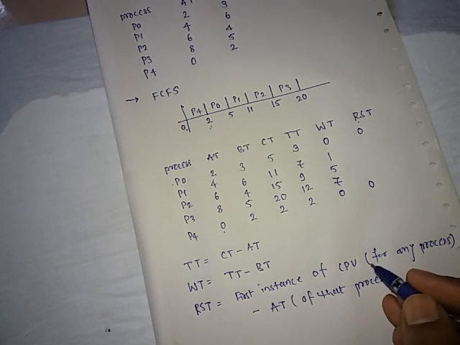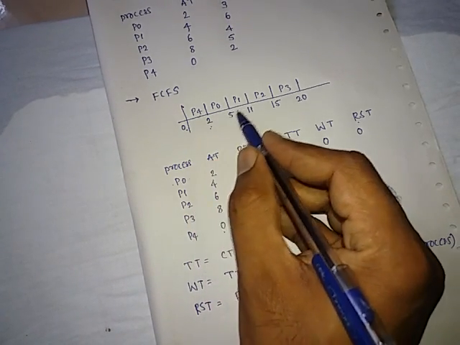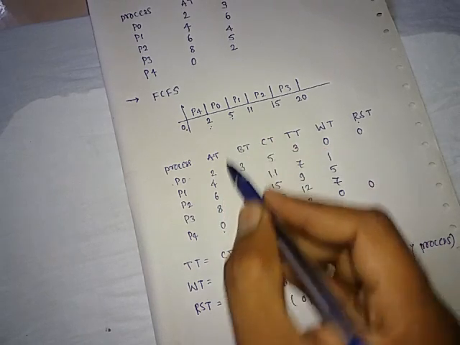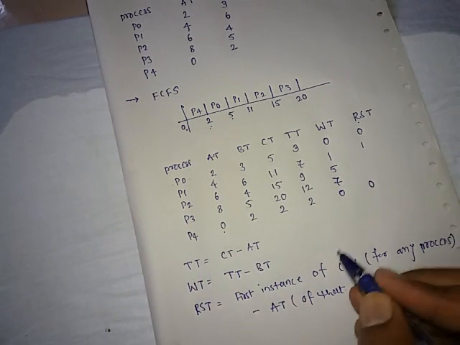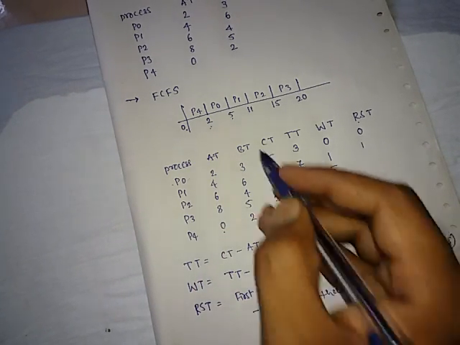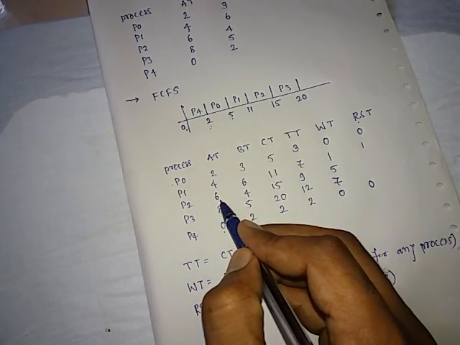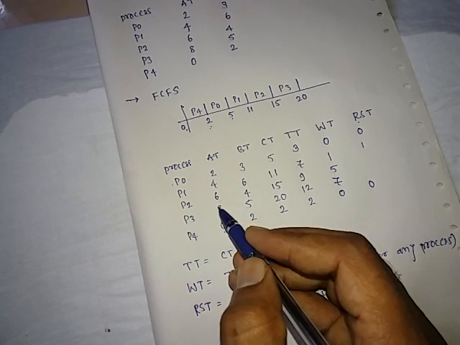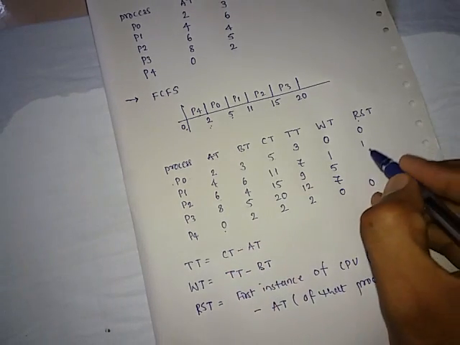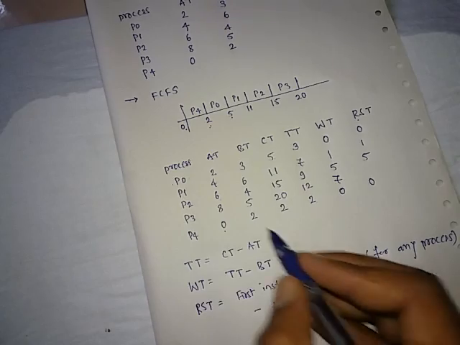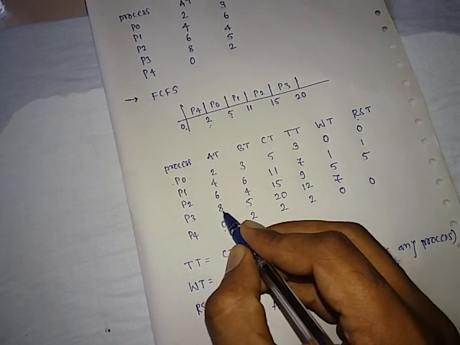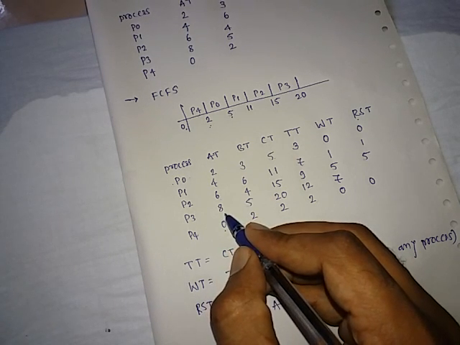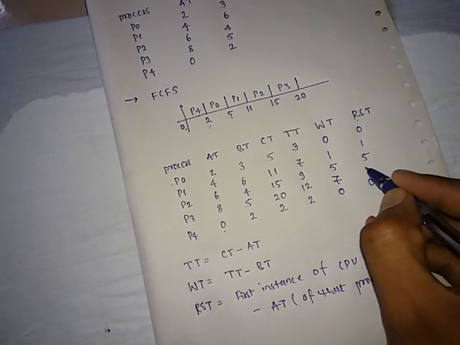Next one is P1. P1 gets the CPU at 5 and the arrival time is 4, so 5 minus 4 is 1. Next is P2 at 11 and its arrival is 6, that means 11 minus 6 becomes 5. And P3 is at 15, and 15 minus the arrival time of 8 gives you the answer 7.